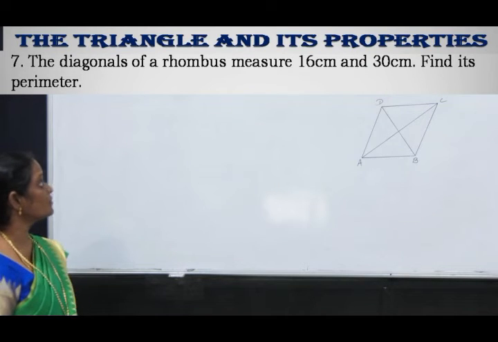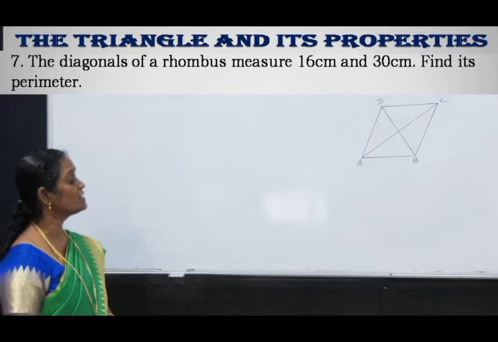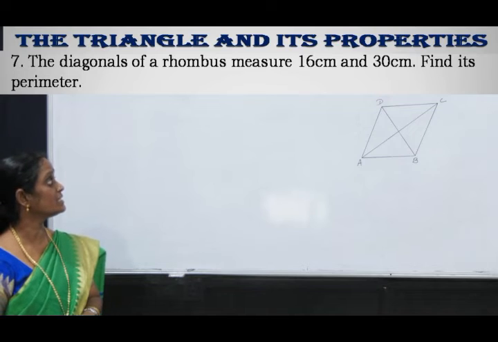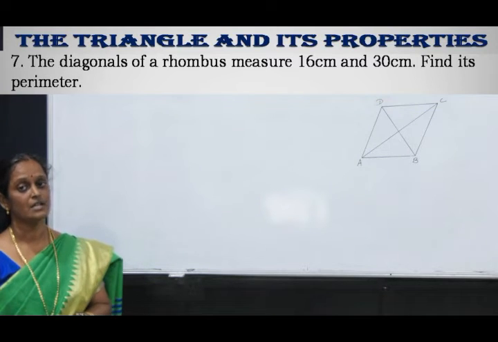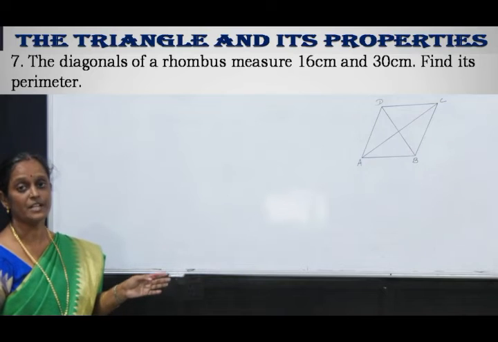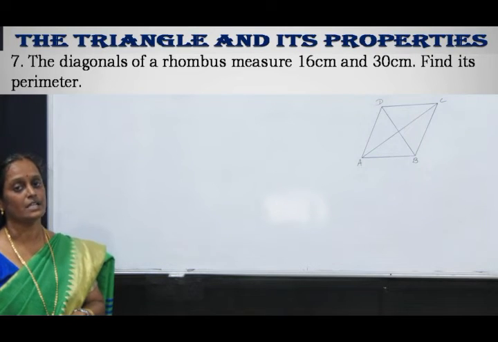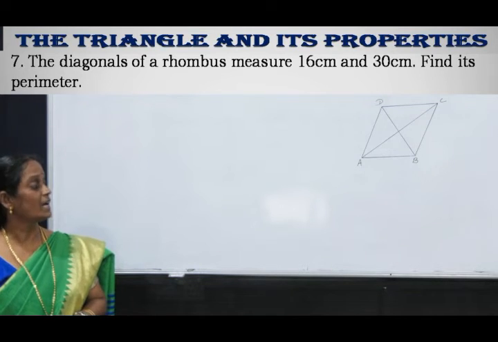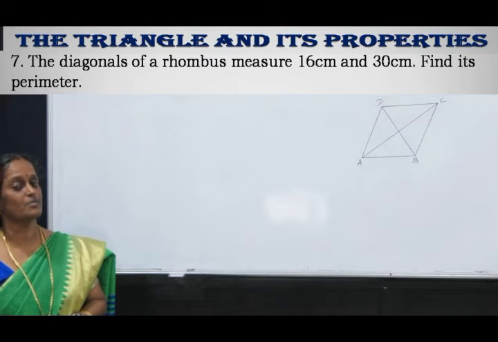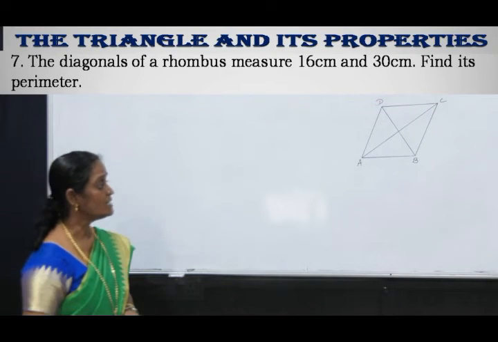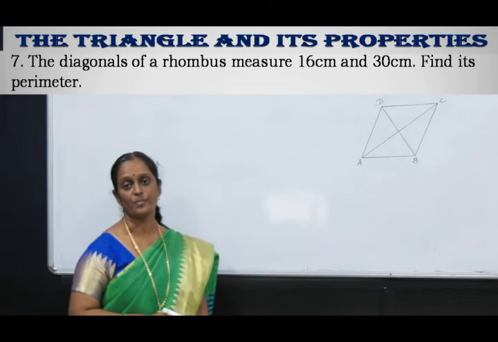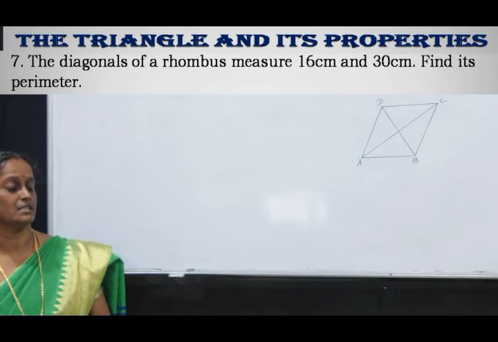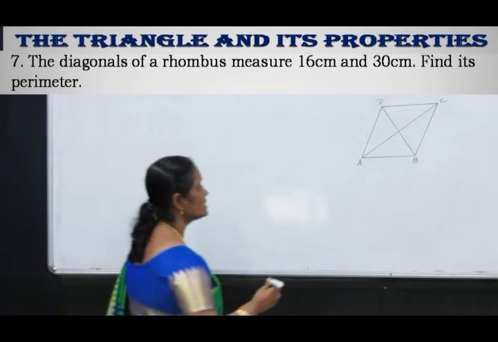Next question. The diagonals of a rhombus measure 16 centimeter and 30 centimeter, find its perimeter. Here the diagonals of a rhombus are given, 16 centimeter and 30 centimeter. You have to find the perimeter of the rhombus. Students, the perimeter of the rhombus is the sum of all the sides of the rhombus. So to find it, we have to find the side of the rhombus. You know that all sides of the rhombus are equal. One more property here: the diagonals of a rhombus bisect each other at right angles.